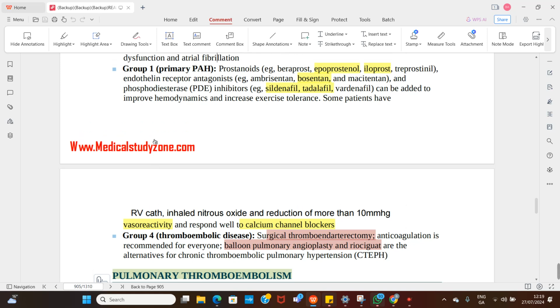That used to be the mainstay of treatment before the introduction of all these 3 drugs. And what they do is that they try to do your catheterization, and they will administer intravenous or inhaled nitric oxide, and they are going to watch for the reduction in the pressure. So if it drops by more than 10, let's say it's 25 and it drops to 14 or 13, okay, there's a reduction of more than 10. This agent is likely going to respond to calcium channel blocker, so you can give it. So that's just for your information. Have these 3 at the back of your mind, not the calcium channel blockers first, please.